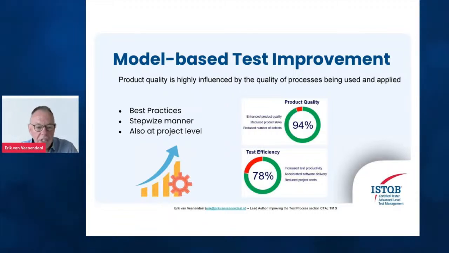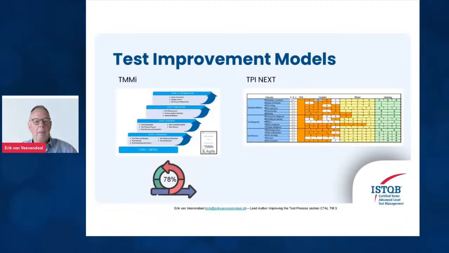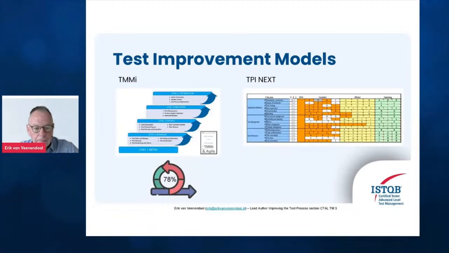Let's look at which models are being taught in the syllabus. As you can see, there are 2 test improvement models. One is TMI, the other one is TPI Next. Those are, I think, the 2 leading ones in the world. TPI Next is more continuous. The other one, TMI, is a stage model, so there are some differences. With TMI, 78% of the users are actually applying it in an agile context. So there's also a document, TMI and Agile, on how to apply TMI in an agile context. This is also part of the syllabus and learning.